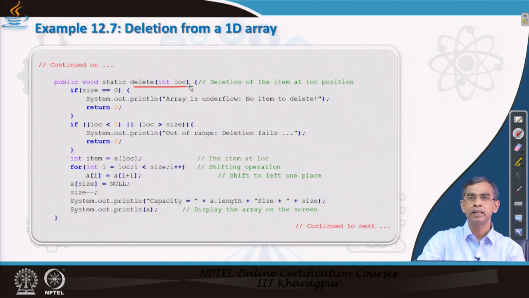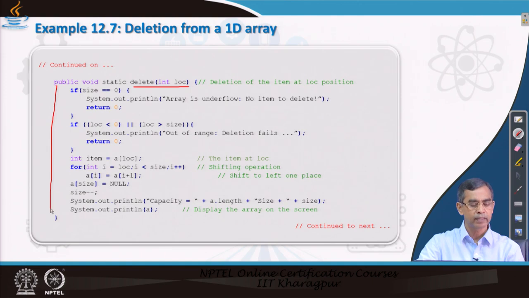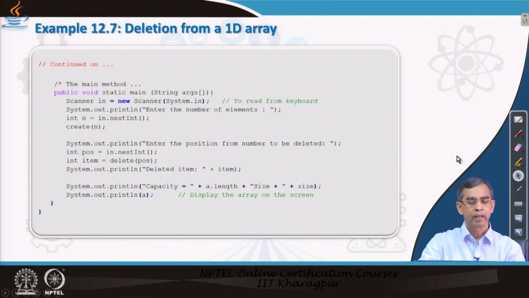That means we want to delete an element from the loc position, and this is the usual code that you can check. After deletion, it pushes up one location for all elements, so that the vacant position can be filled. So, this is the deletion operation.